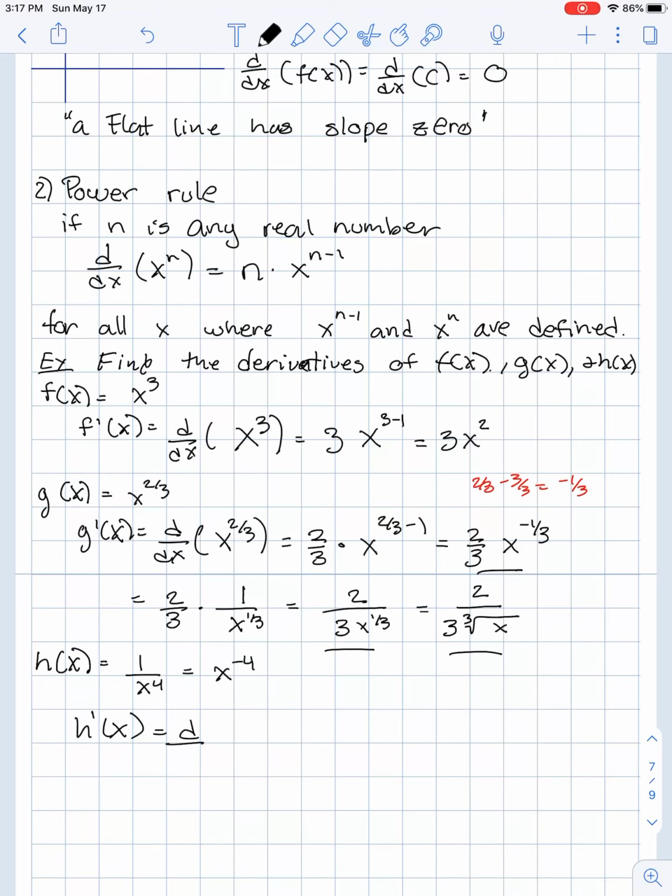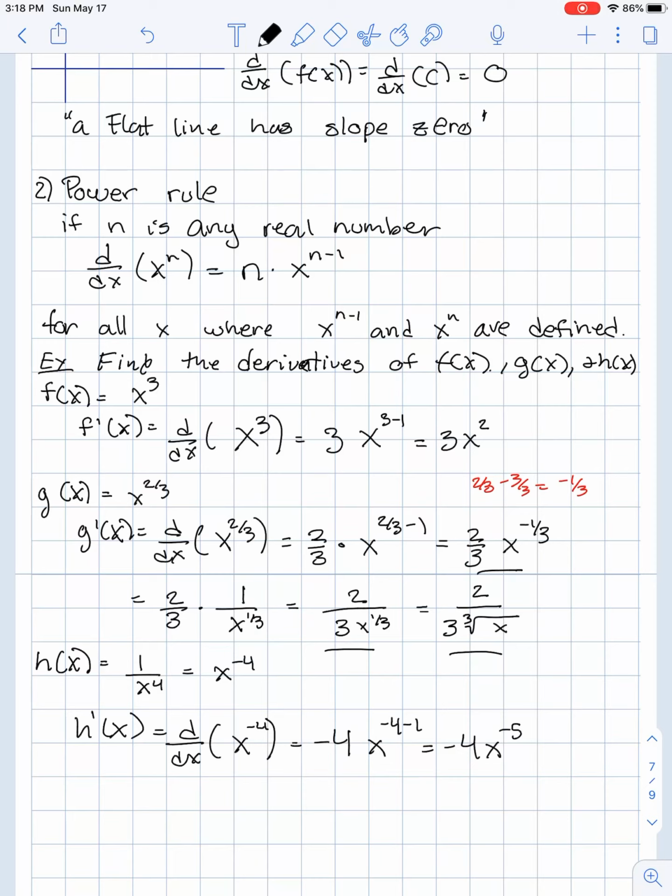So h prime of x is going to equal the derivative with respect to x of x to the negative 4th, which is going to equal negative 4, x to the negative 4 minus 1. It's not negative 3, it's negative 5. Okay, I see a common mistake of making that a negative 3 instead of a negative 5. Negative numbers get bigger when you subtract 1, okay?